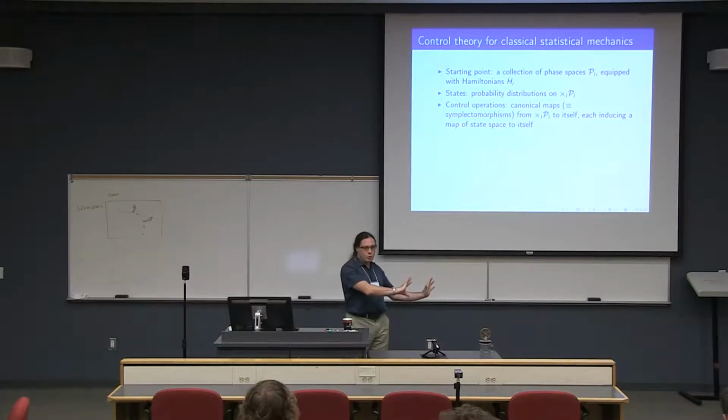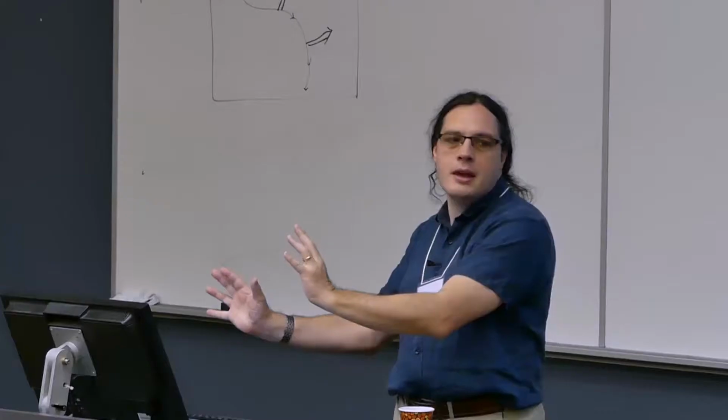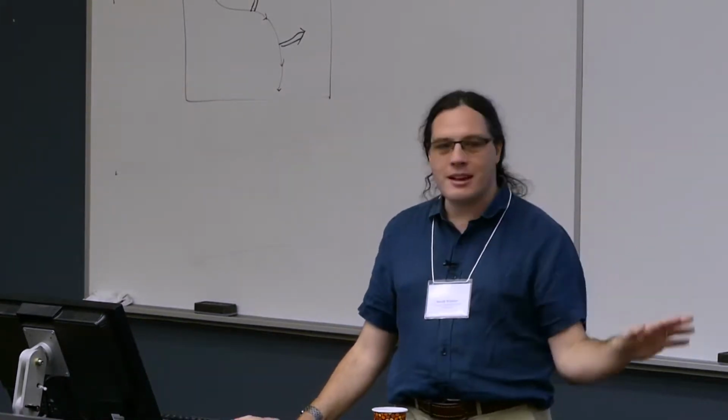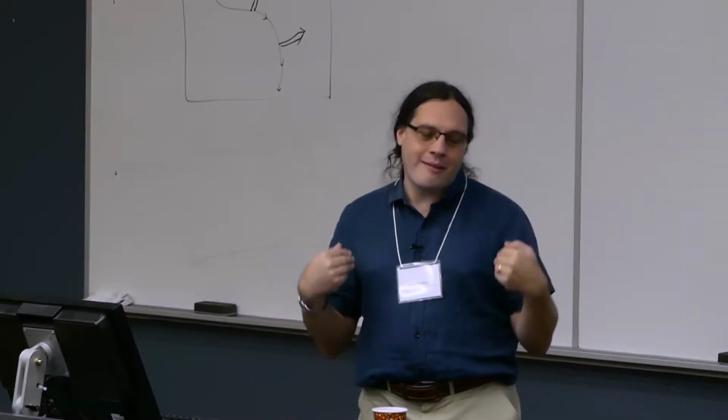And if I've got a map from phase space to itself, and if I've got a probability distribution on phase space, I can pull the distribution forward using the map. And so my control operations, although I've in the first instance characterized them as maps of phase space to itself, really give me what I care about for these purposes, which is a map from states to states.